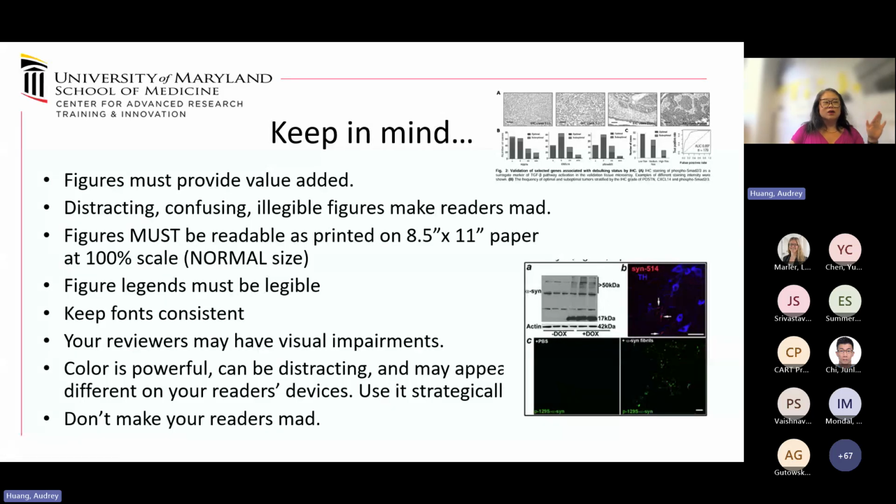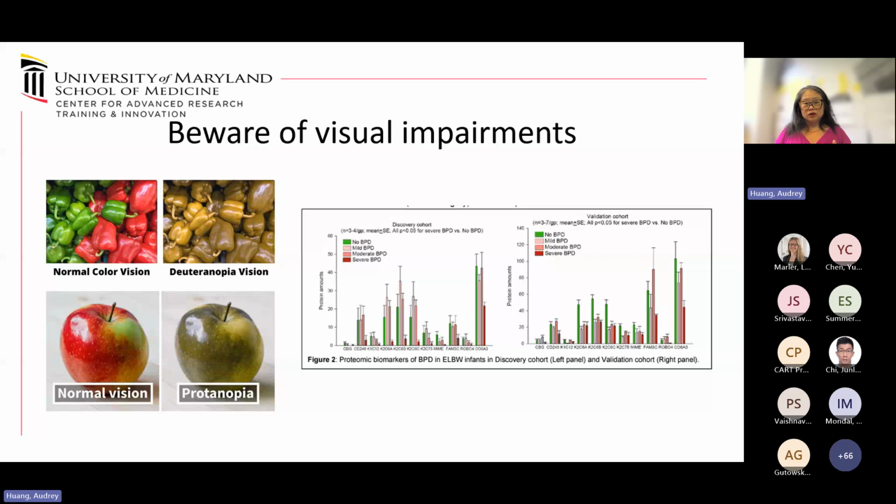There's all kinds of regulations and rules on the NIH website about this. Keep in mind that color blindness happens. And you might have readers with visual impairments and you don't want to make them mad or leave them out. And also color can be distracting and it may appear different on people's devices. So use it strategically. And again, don't make your readers mad. People get very emotional about colors and figures and not being able to see stuff. So don't add that variable to the review of your grant unless you're certain that it's working for you.